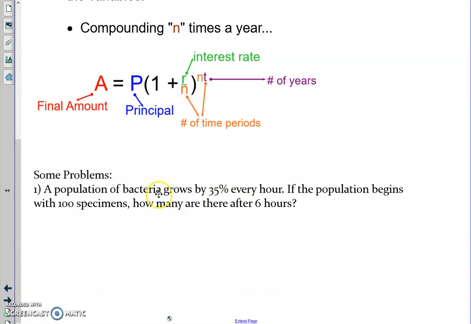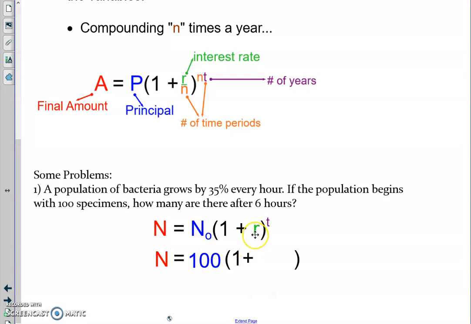We see that we have bacteria that's growing at 35% every hour. If the population starts out with 100 specimens, how many are there after 6 hours? Well, let's take a look. I chose this equation because we're not dealing with money. I don't know what our final amount is, so I kept that as N. I do know what our initial amount was. Our initial amount was 100, so I put 100 there.